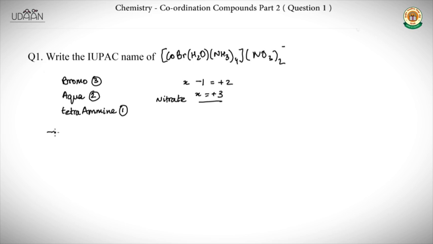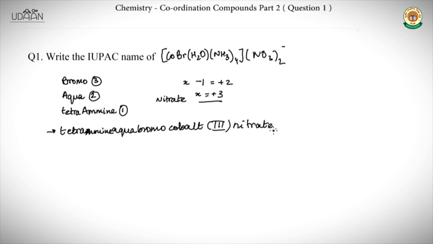So thus the compound's name will be tetraammine aqua bromo cobalt, and we write 3 in Roman numerals, nitrate. So this will be the answer for the question.